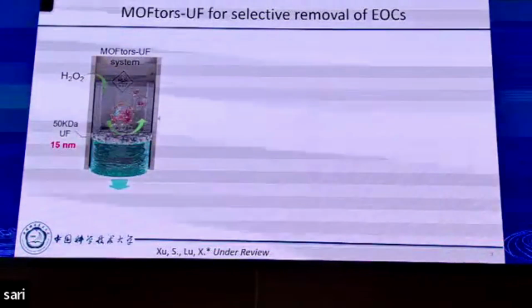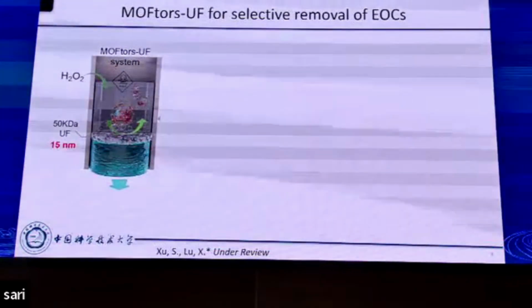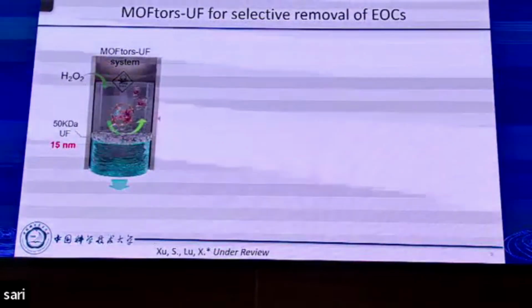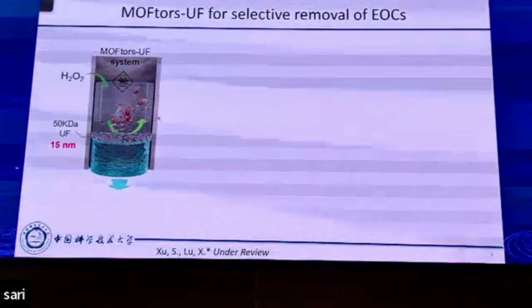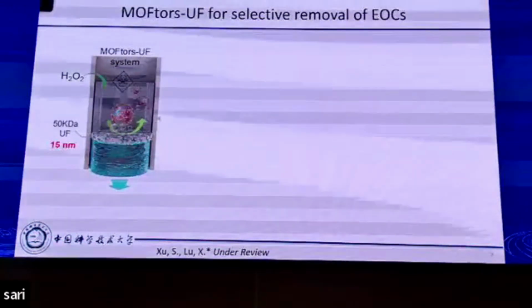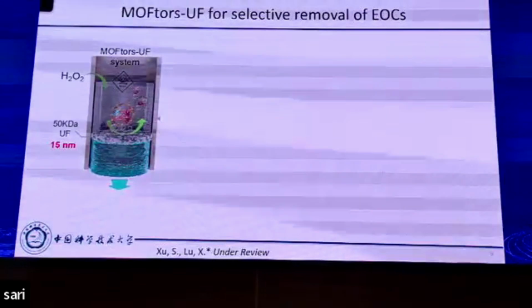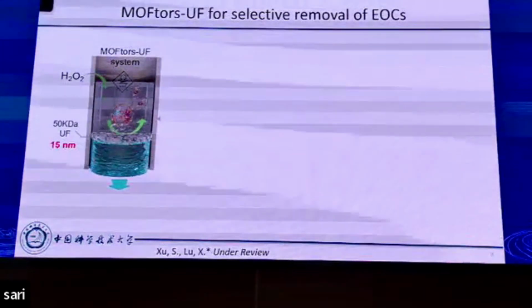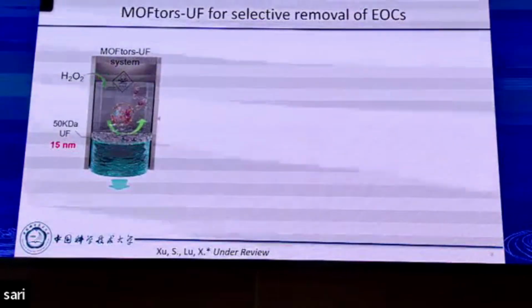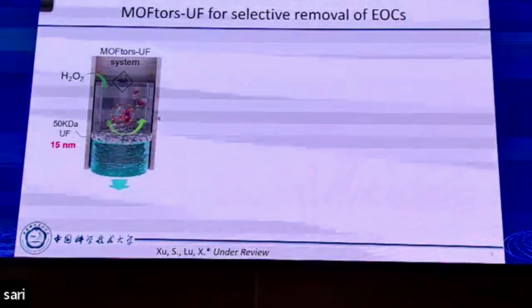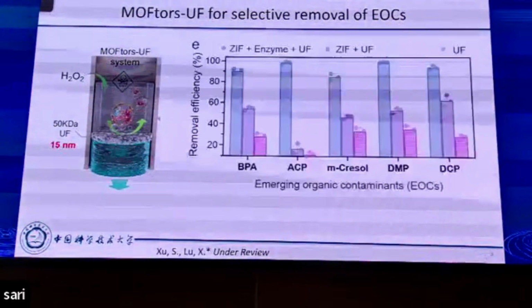So the next thing we want to do is demonstrate this idea using this UF system. We have this UF system with a pore size of 15 nanometers, and we also have the phenolic compounds. We all know that these phenolic compounds are very, very small, with molecular weight less than 100, right? So if you do not have anything, the UF system cannot reject these molecules. And so this is our result.